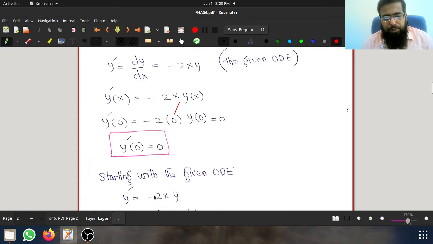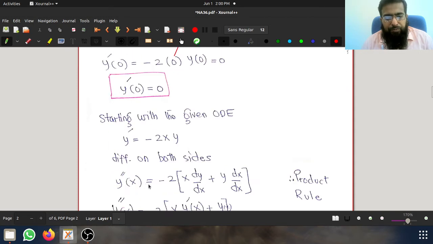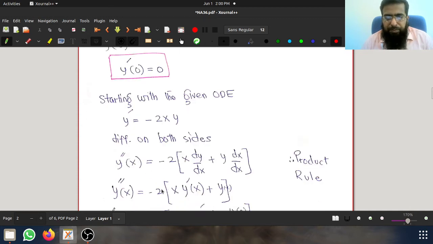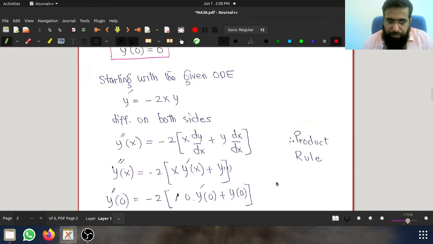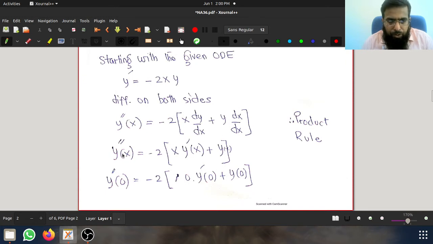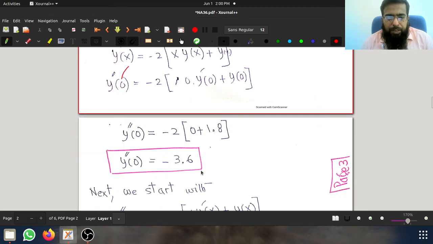Now starting with the given ODE, once again y prime of x is minus 2xy, and we differentiate on both sides. This y prime becomes y double prime of x, and here we apply the product rule. Minus 2, the first function as such, the derivative of the second function plus the second function as such, and the derivative of the first function. So if we continue with this and we put 0 instead of x to find y double prime of 0, we come up with the value minus 3.6.